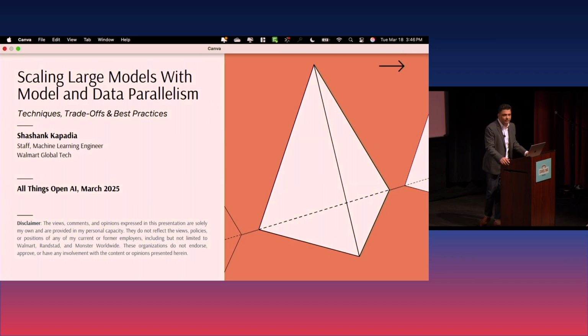Before we can get started, just a little bit about myself. I am Shashank. I work as a machine learning engineer at Walmart. More specifically, I've been in machine learning for the past 10 years. I've worked for a variety of different companies. My scope of interest has mostly been around operationalizing large-scale AI, be that around personalization, recommendations, and more recently at Walmart, scaling those solutions for retail.